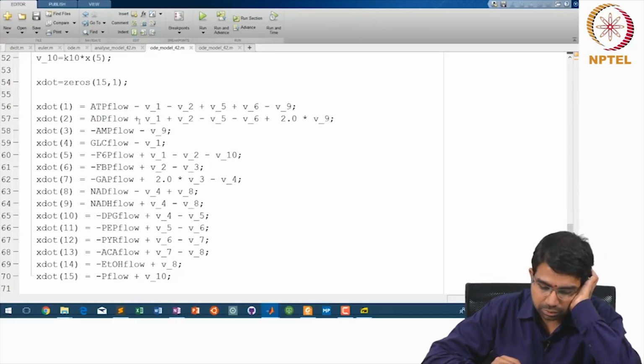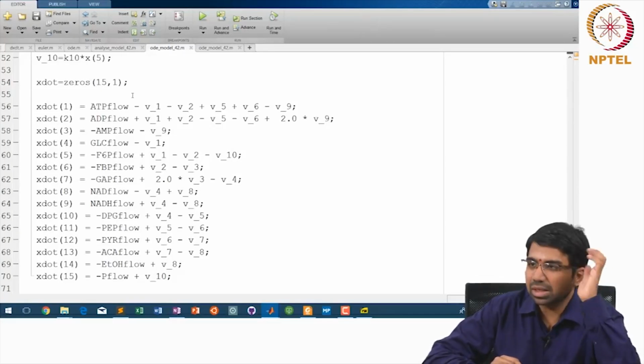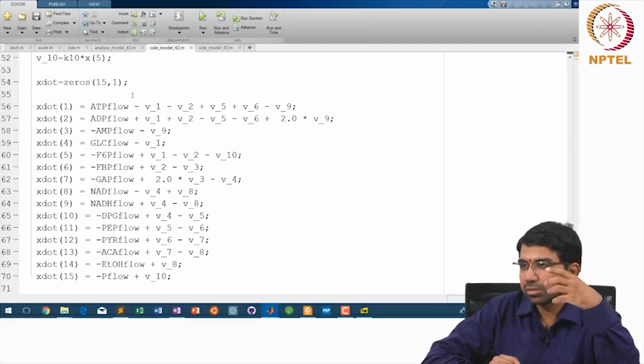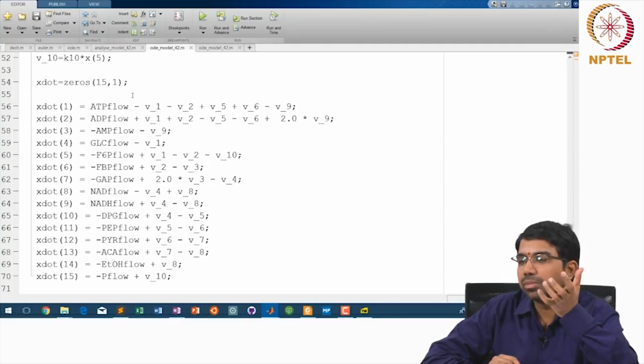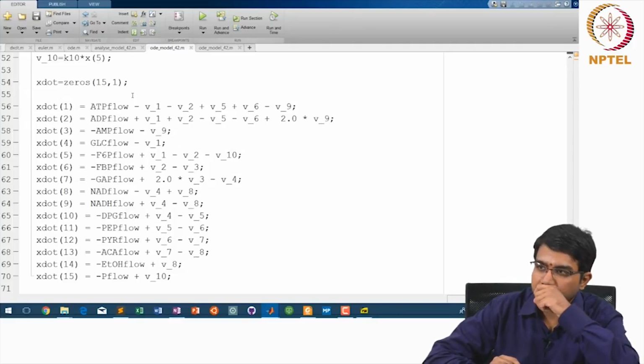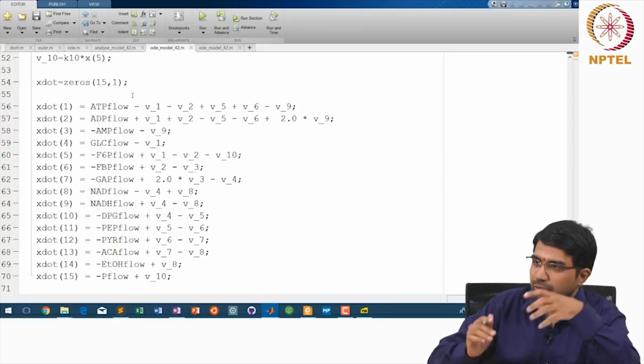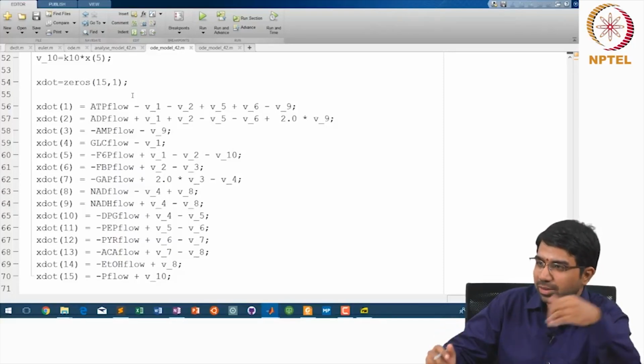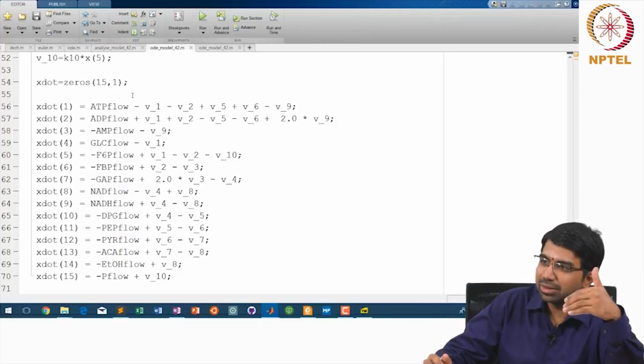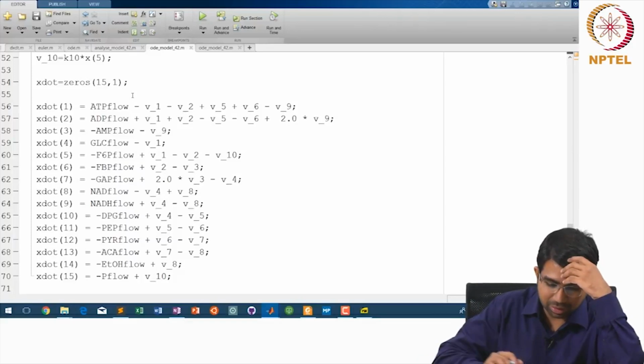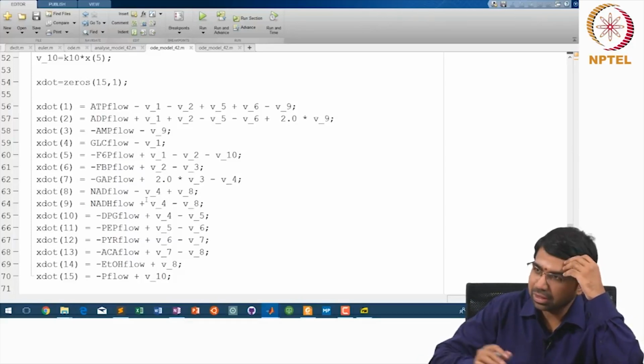Then what is ATP flows? That's like an input sort of thing to the whole system. Because if you need a steady state of glycolysis, you need a steady supply of ATP, right? ATP and all of these are actually in steady state.